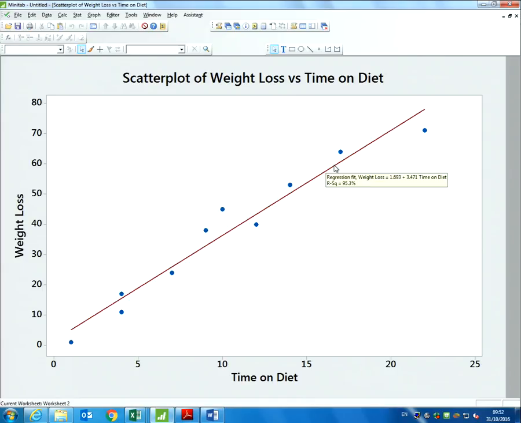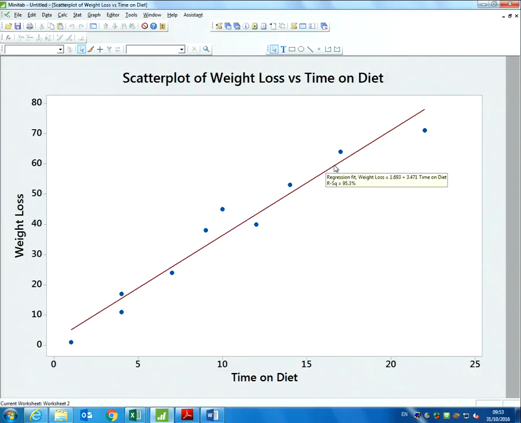So would you all agree that time on diet is the x variable? The number that you see before x, what do we know that is? The number that you see before x is the gradient. So what's the gradient of that line? 3.471. And what's the y-intercept? What's the number on its own? 1.693. Can you all see there's an r squared value just below that?